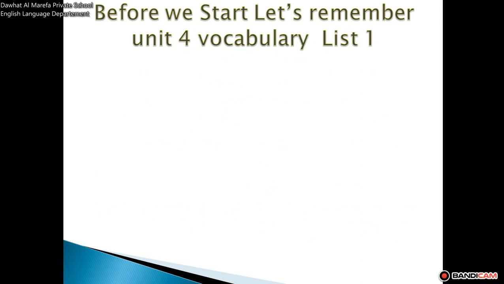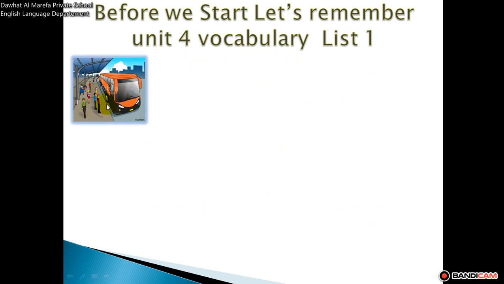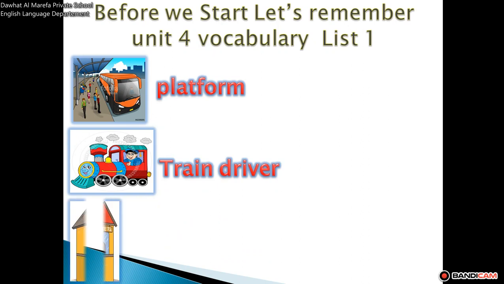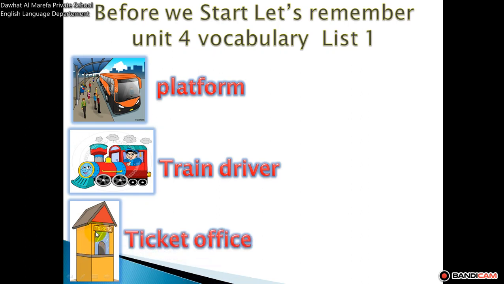Before we start, let's remember Unit 4 Vocabulary List 1. What is this? Platform. This part of the station on which the people are standing is called the platform. Who is this man? He is a train driver. Where is this place? What is the name of this place where you can buy tickets? It's a ticket office.